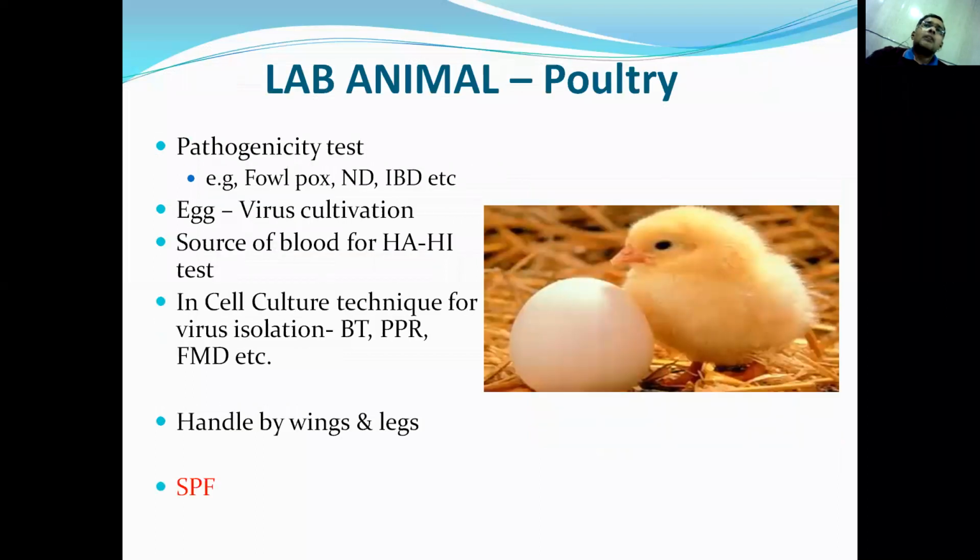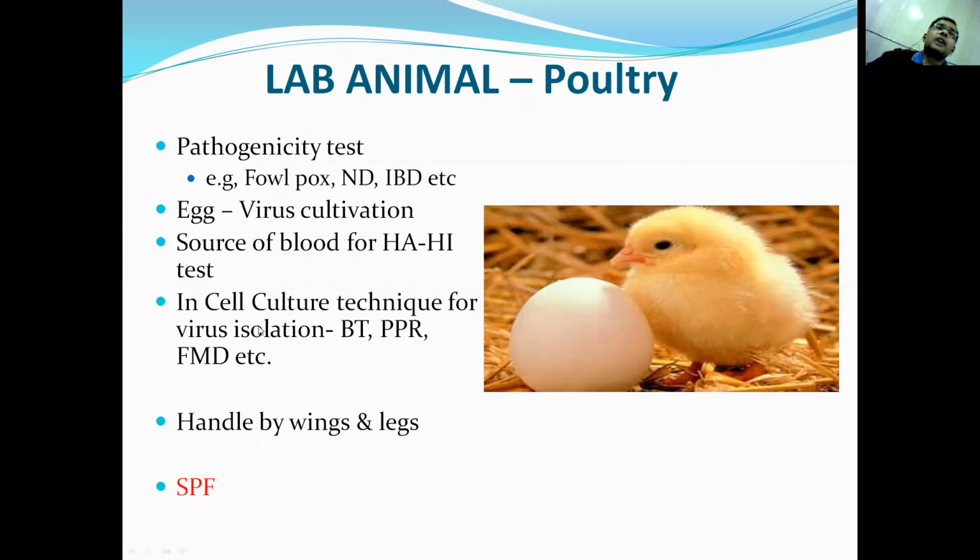Now the last one, that is poultry, or you can say chicken. Chickens are used in different studies in different ways. Sometimes chickens or fowl cells are used, or sometimes eggs might be used. Sometimes small baby chicks can be used for isolation of some fibroblastic cell lines. Generally poultry are used to study poultry viruses like fowl pox, ND, IBD, Marek disease and other things.